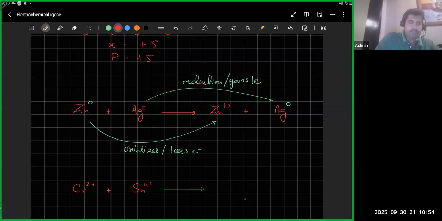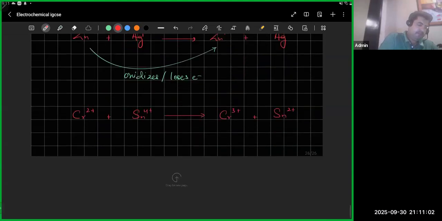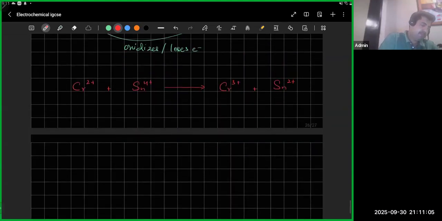And the product is Cr3+, and the other product is Sn2+. But if you can see the screen, what is happening to Cr? Up or down? Okay, what's happening to Cr? Oxidation or reduction?